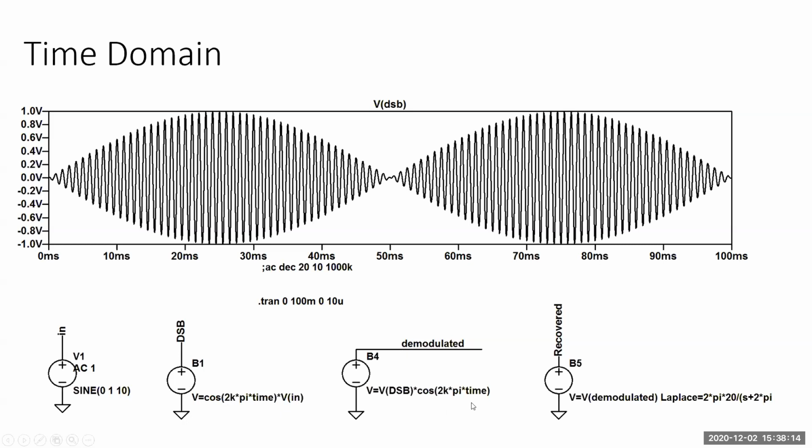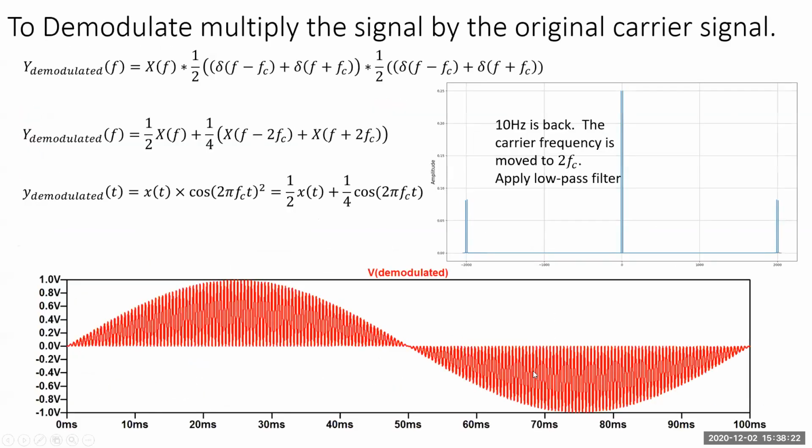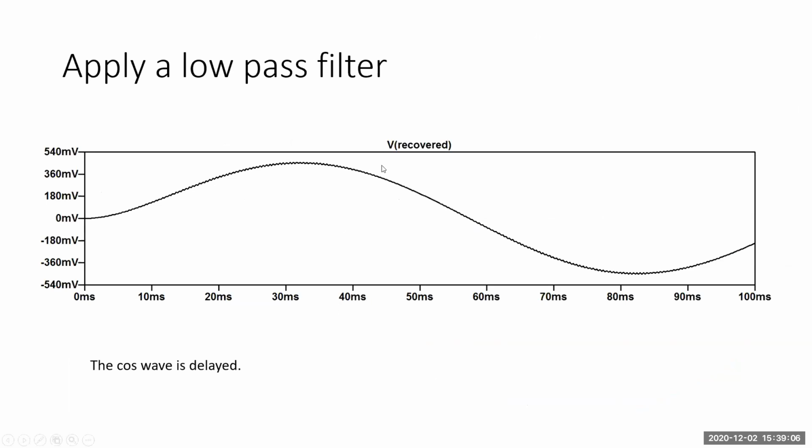But then to demodulate it, you multiply it together again, and then you recover it with a filter, okay? So to demodulate that, you actually multiply it again by the same thing. And what happens is you get your 10 hertz signal back, and then the carrier frequency is moved off. So that high frequency is still there, but you can see the shape of the original signal. So now we need to convert this, and you just do that with a filter.